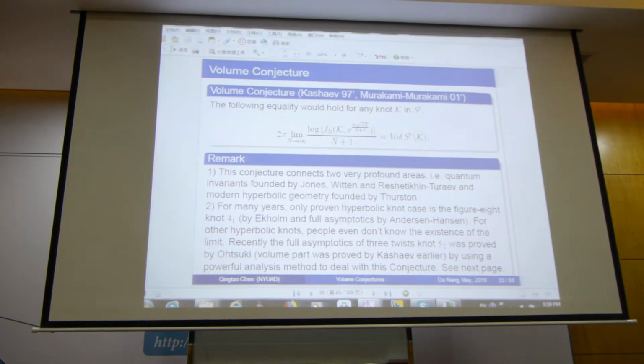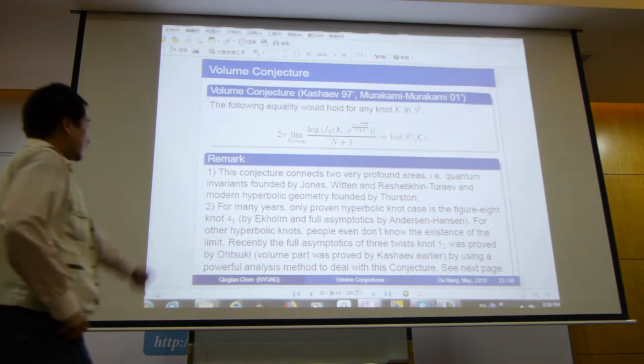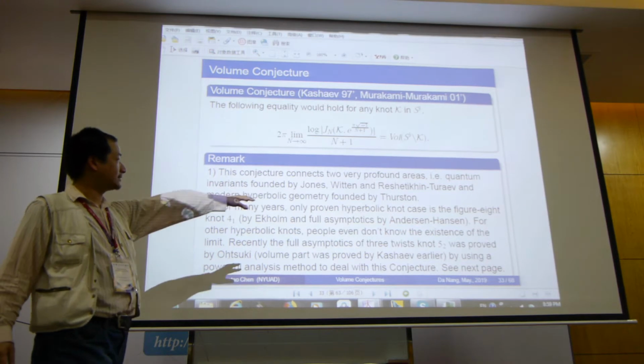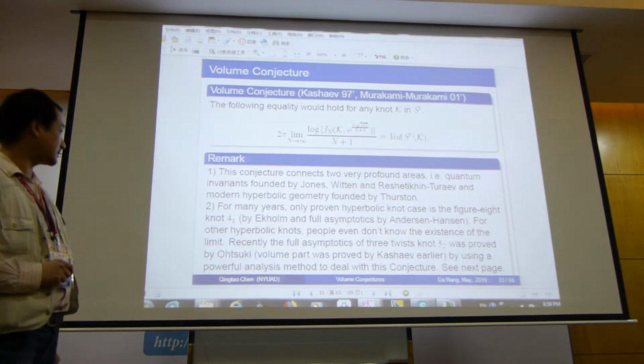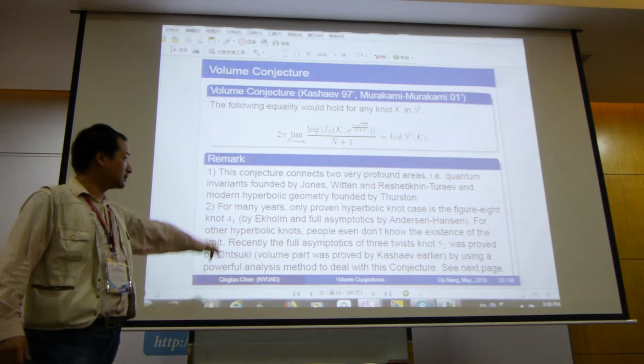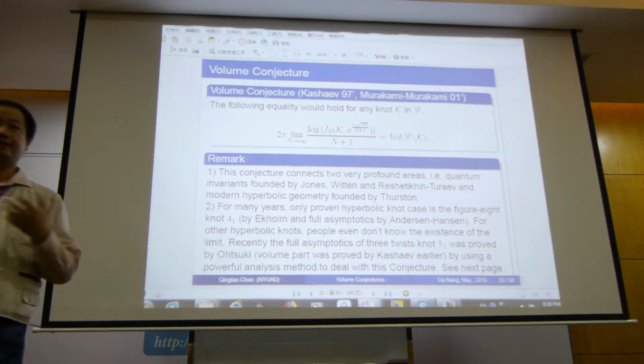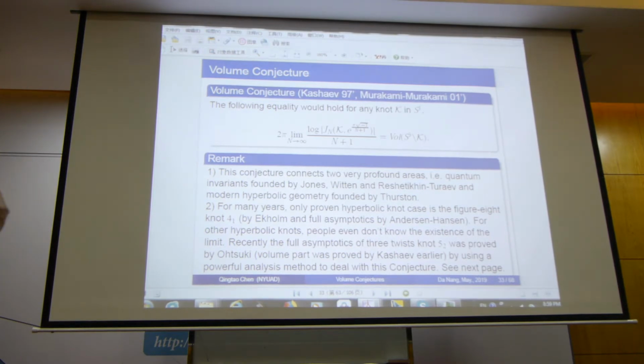By a series of attempts by Yokota, Kashaev, and also Ohtsuki, we finally have a complete proof. Kashaev gave the proof of the volume conjecture, and then Yokota, Andersen, and Hansen gave a full asymptotic expansion. Then Ohtsuki proved it by an analytic method, a combination of the Poisson summation formula and the saddle point method. It's a very complicated method. His paper is about 80 pages.